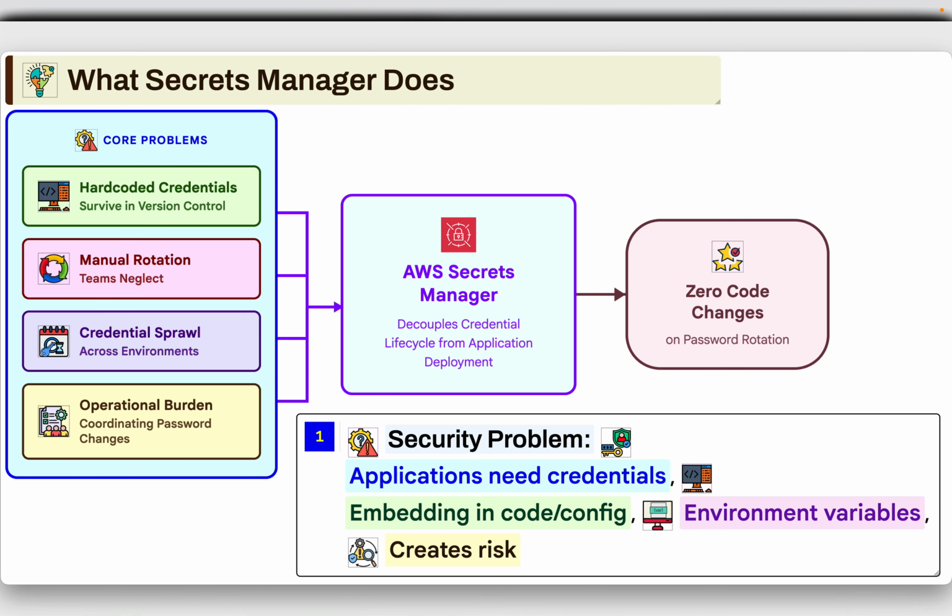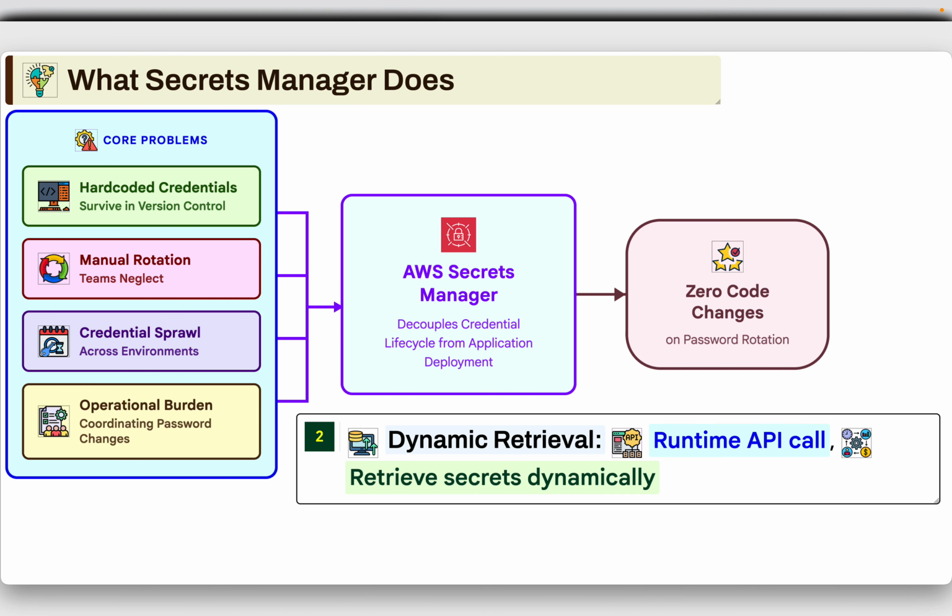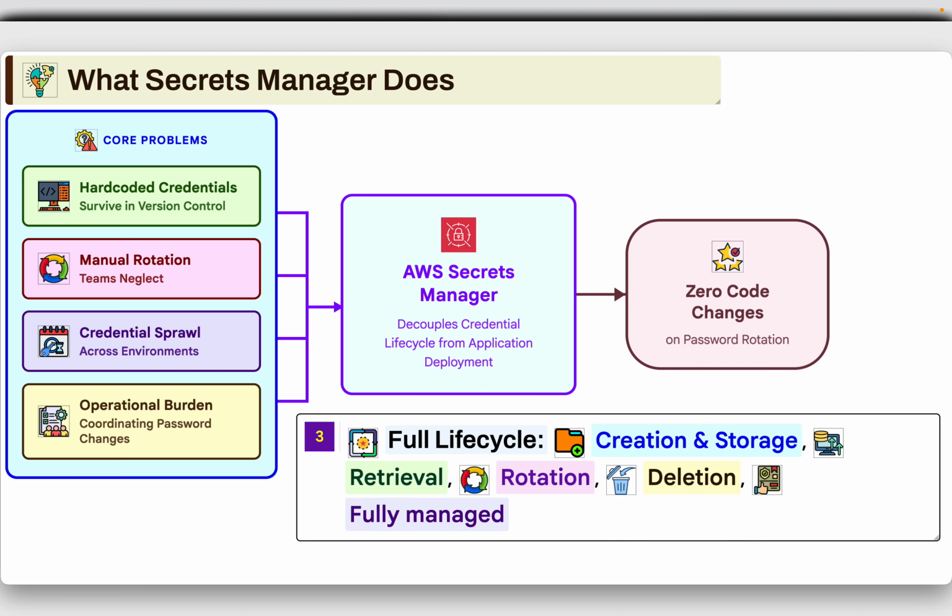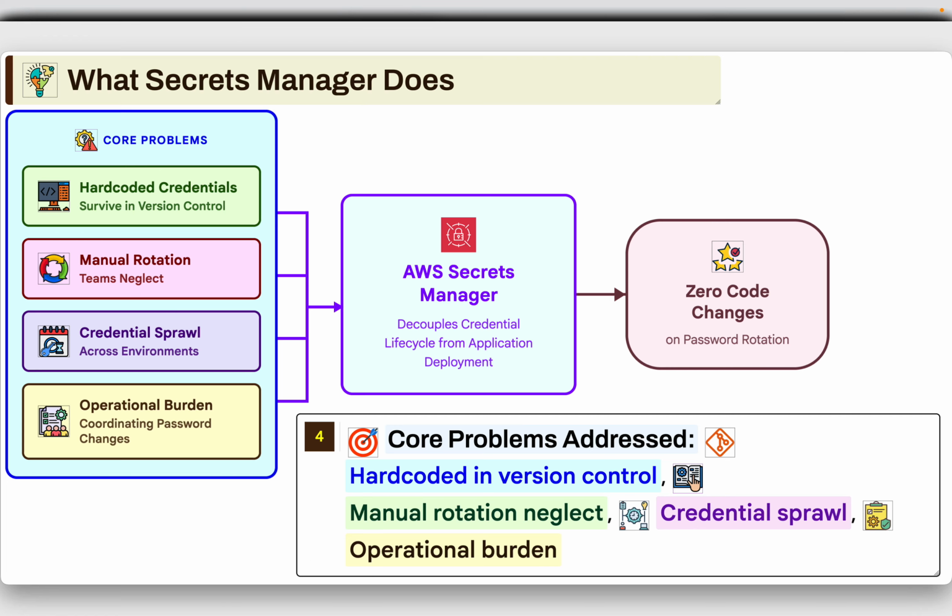Applications need credentials to connect to databases and services, but embedding them in code, config files, or environment variables creates a security risk. Instead of storing credentials in code, applications make runtime API calls to Secrets Manager to retrieve secrets dynamically. Secrets Manager handles the full lifecycle of a secret, including creation, storage, retrieval, rotation, and deletion as a fully managed service. It solves 4 core problems: hard-coded credentials that survive in version control, manual rotation that teams neglect, credential sprawl across environments, and the operational burden of coordinating password changes.